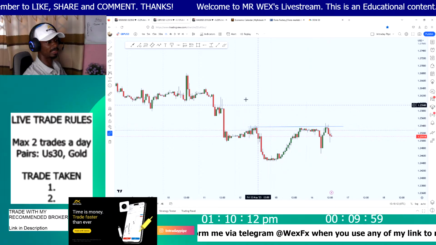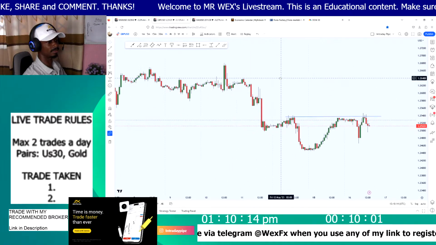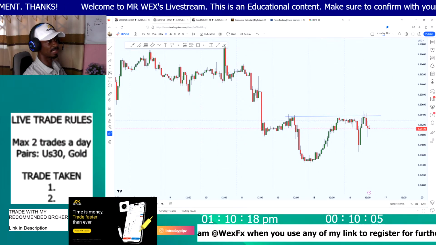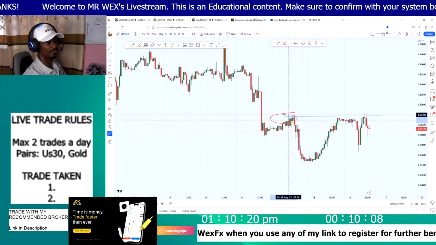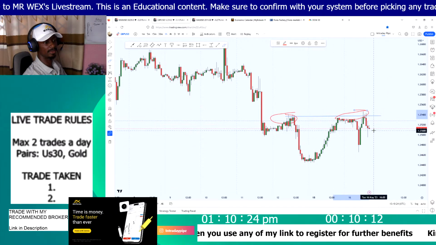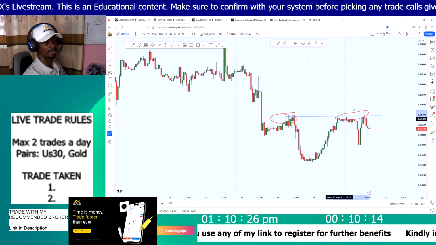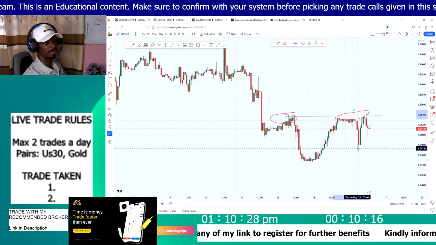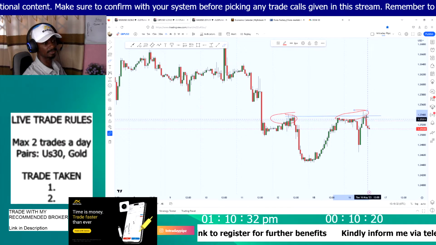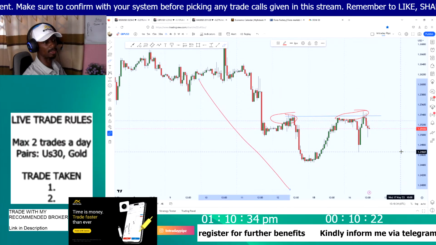Pound USD. So pound USD is also presenting a similar setup. Basically, we have a double top right here, and we have seen price try to take out that point. We even saw a sharp rejection, or a sharp correction rather, because we are still in a downward trend.